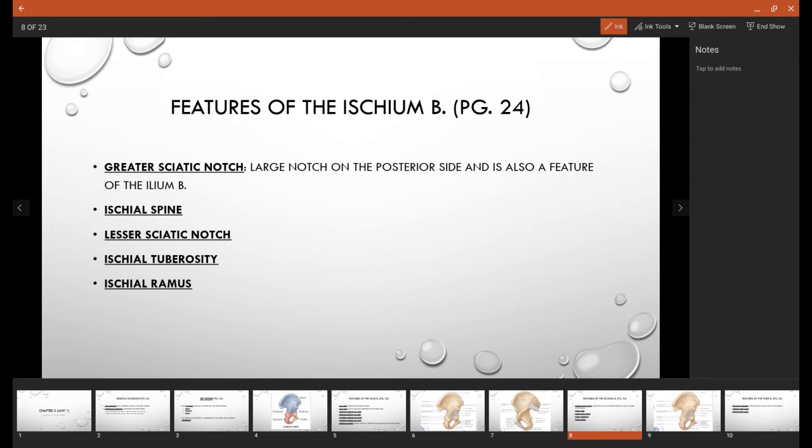We'll also have the ischial tuberosity. If you recall, a tuberosity is going to be a rough projection. So this just looks like a rough patch that's found on the ischium bone at the very bottom. We also have something called the ischial ramus, which looks like a bridge going up to the pubis bone. And we'll see that here in just a moment.